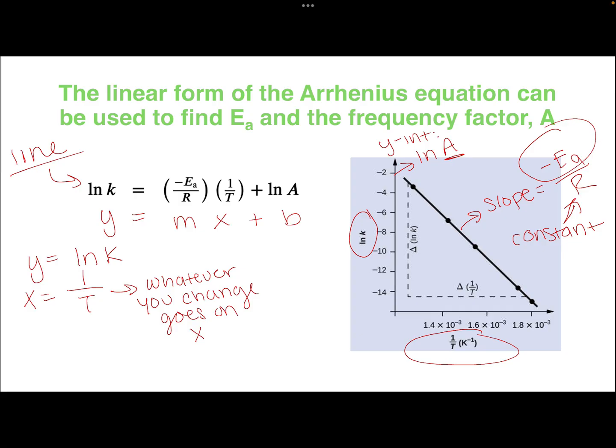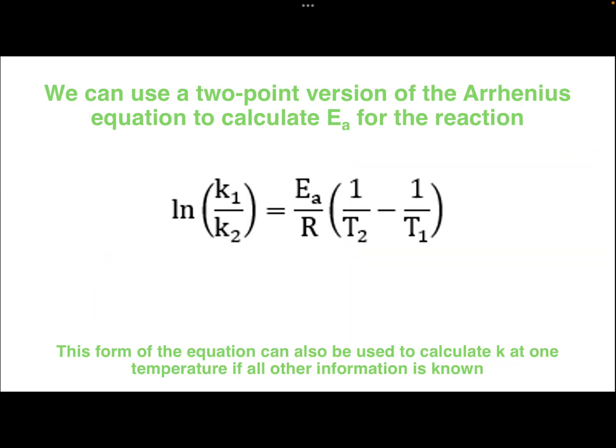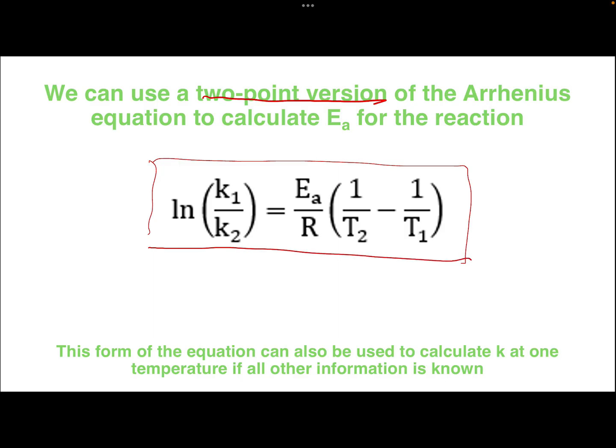But the thing about this version of the equation is that in order to get a reliable slope, you need to have a lot of different experiments at different temperatures. So you kind of need to collect a lot of data for this, and also you need to be able to graph the data, which we're typically not going to be able to do on an exam. So we can do something a little bit more useful where we use a 2-point version of the equation, and that is shown here. So what do I mean by 2-point? I mean that we're going to look at 2 temperatures and only those 2 temperatures.